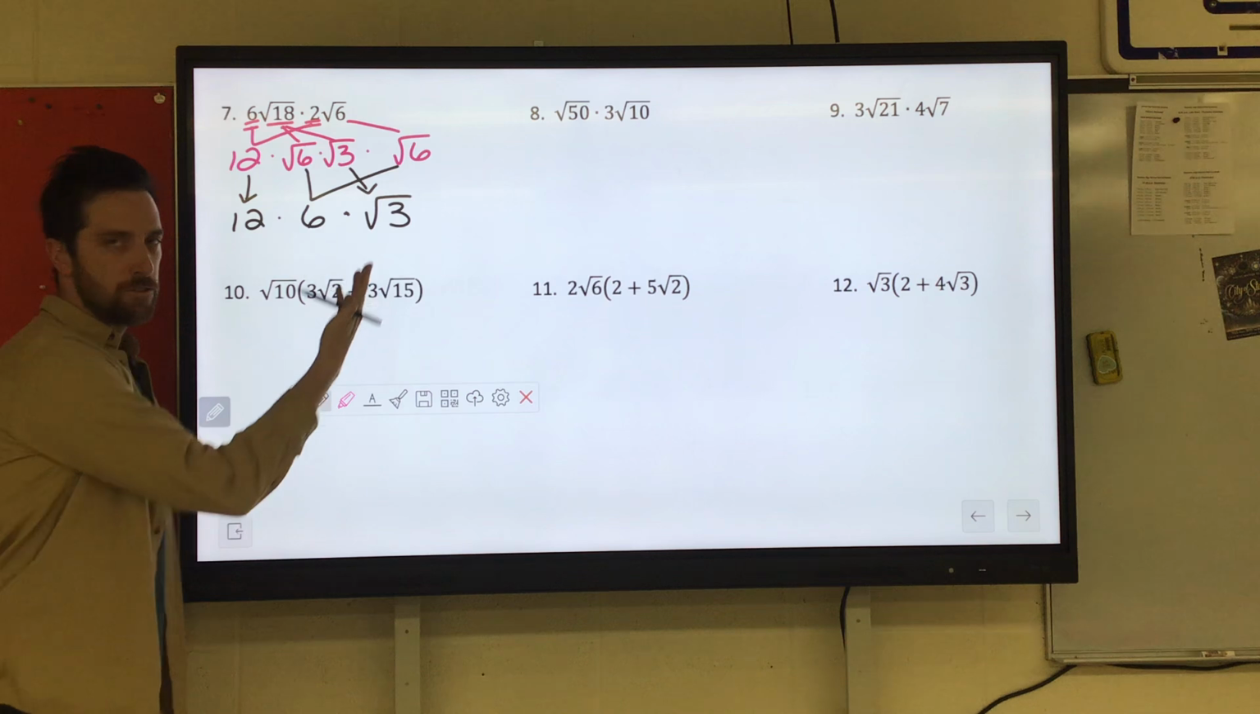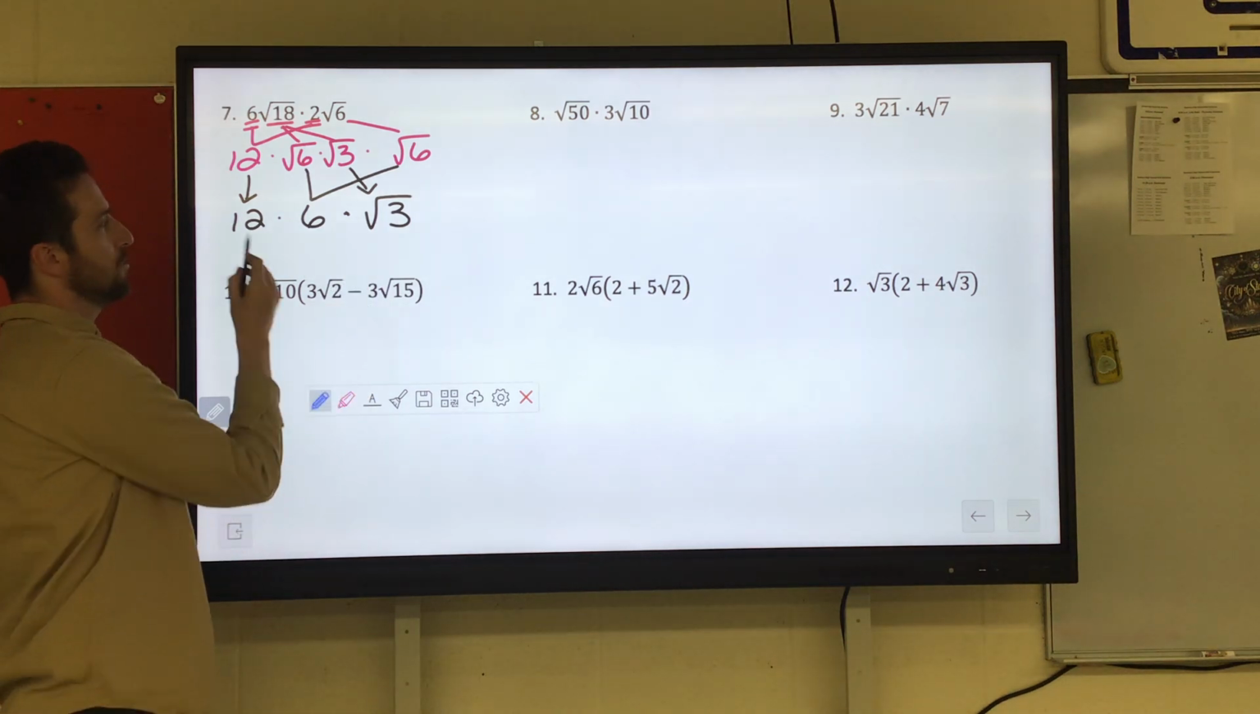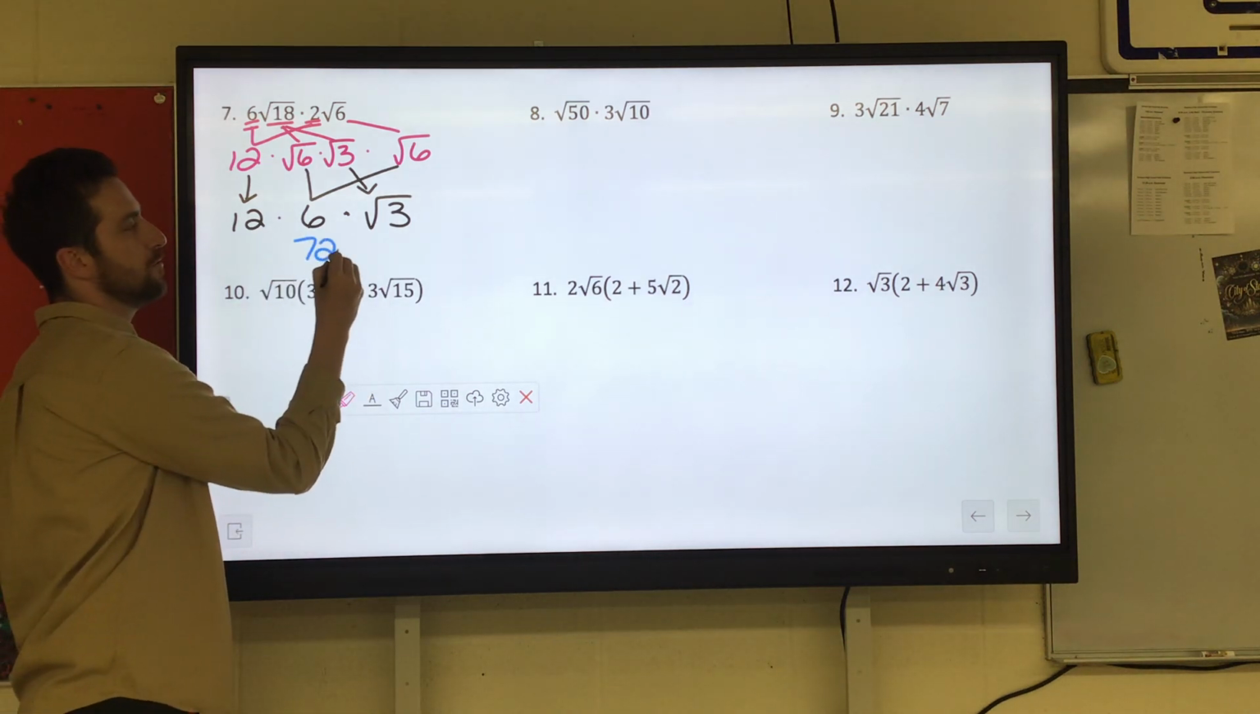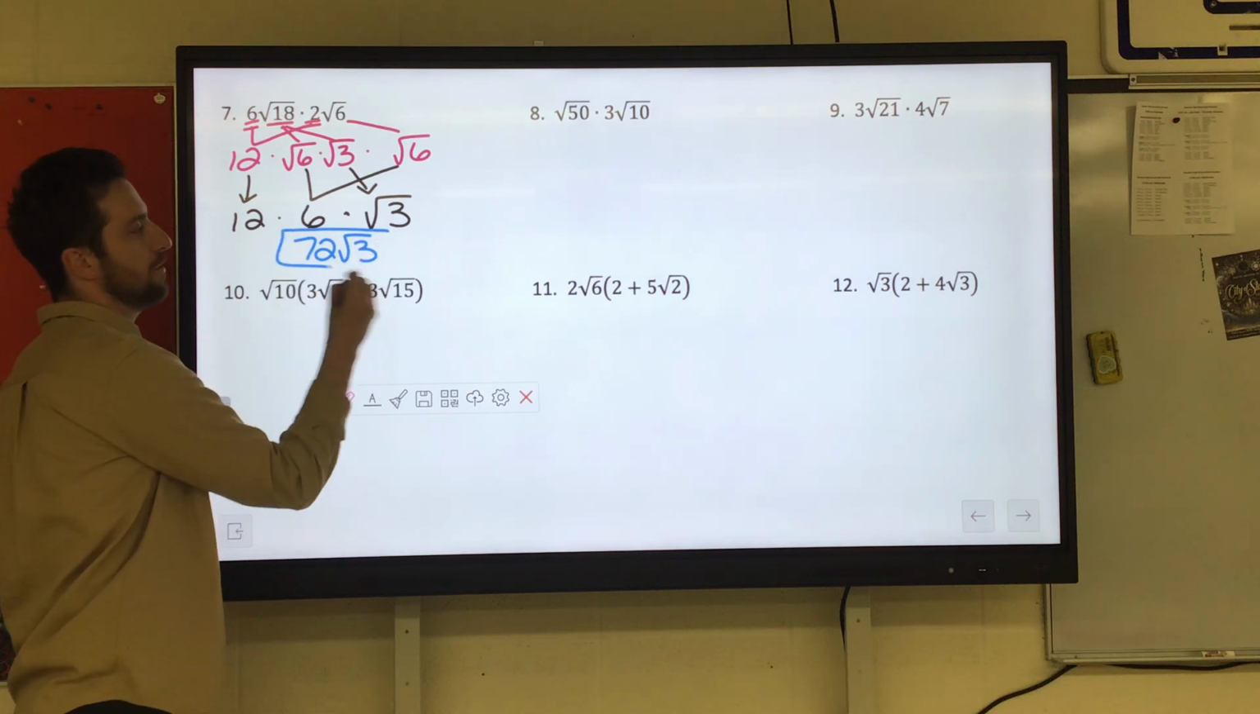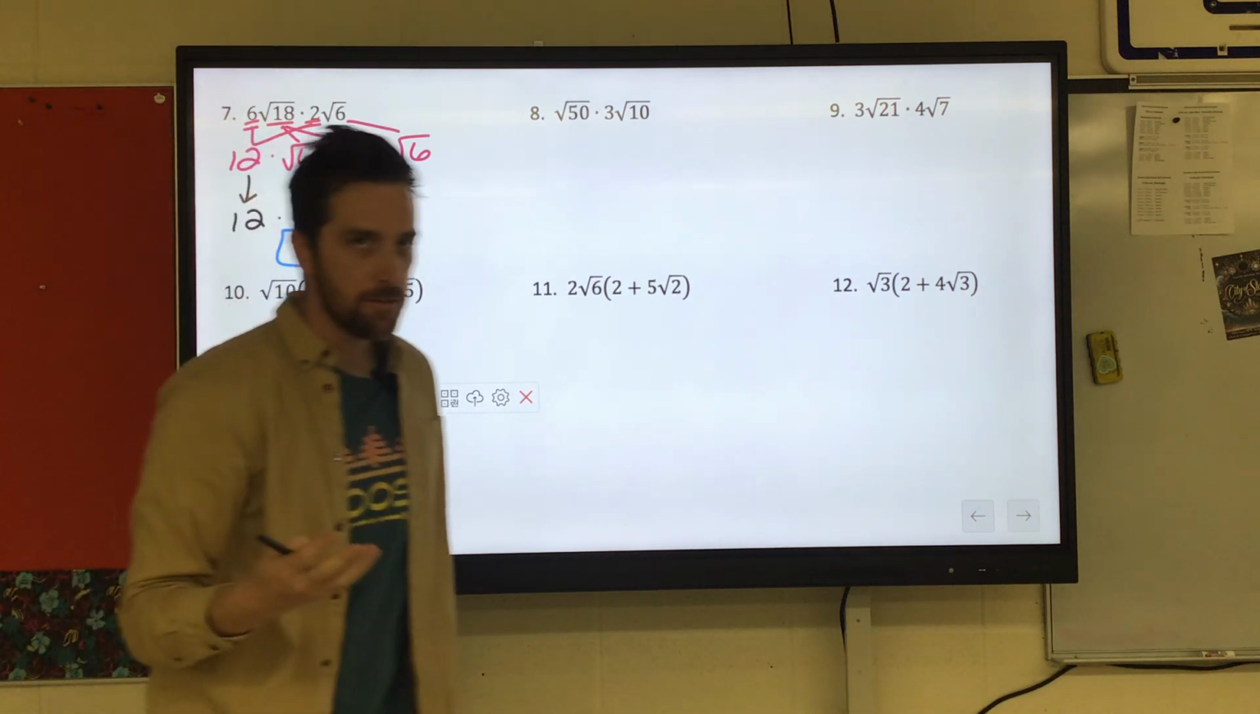And then we're ready to go. There's no more perfect squares in 3. So 12 times 6 is 72. So we'd have 72 root 3. That's one way that you can do it.